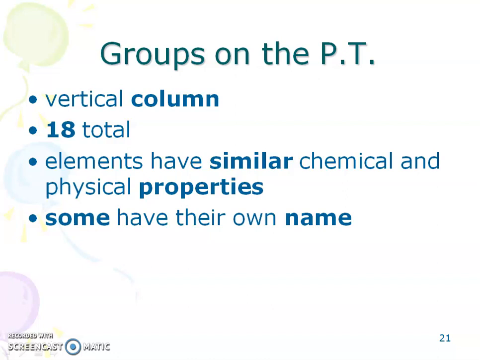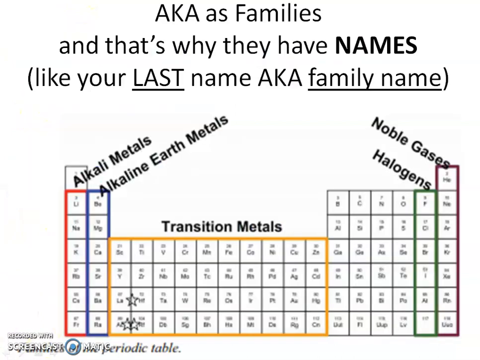So groups are those columns. There are 18 total, and some have their own name. Why? Because they have such similar chemical and physical properties that sometimes they're known as families. So sometimes you're going to hear them as groups, and sometimes you're going to hear them as families. So think about your last name. Sometimes your last name represents your family name. I belong to the O'Neill family. That's my last name.